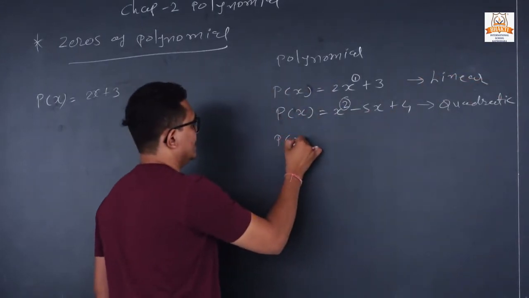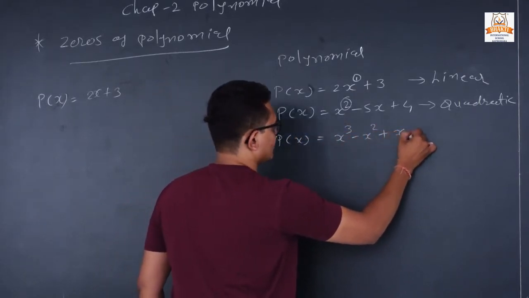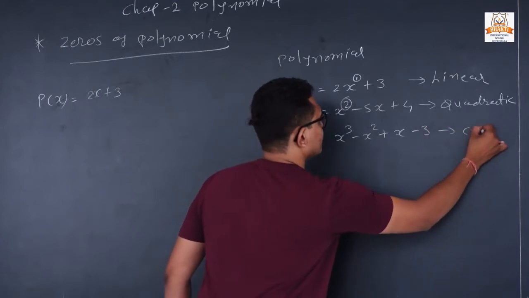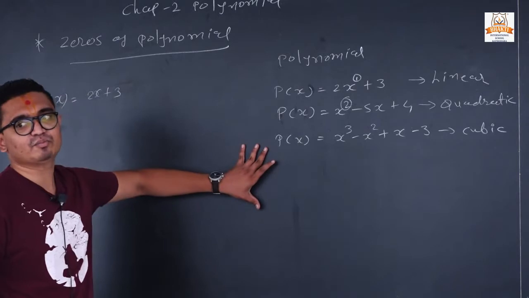And third and last is the cubic polynomial. It is called cubic polynomials.